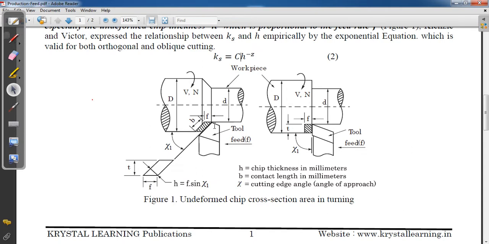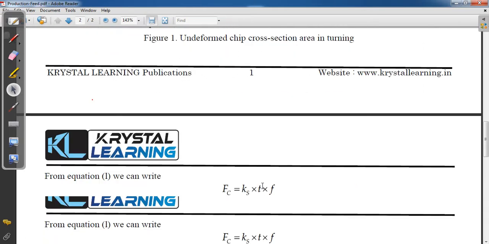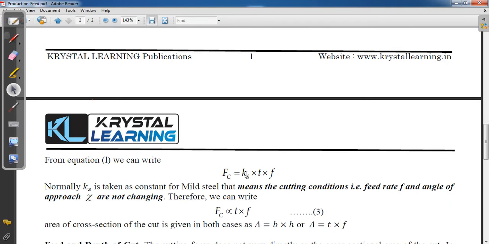So this figure is for oblique cutting, and this is for orthogonal cutting. Area of cut is given by f into t, and here b into h, and h is undeformed chip thickness that comes by multiplying feed rate into sine of kappa, that is cutting angle. So from equation 1 we can write Fc equal to Ks into t into f, and suppose that for mild steel Ks takes this constant value. That means for that condition you are not changing the feed rate f and angle of approach. They are constant. So this becomes constant.